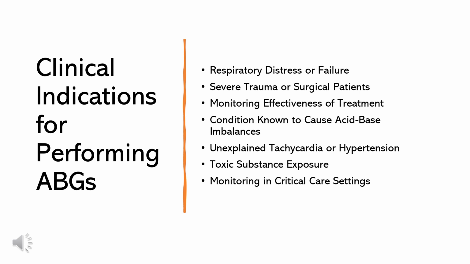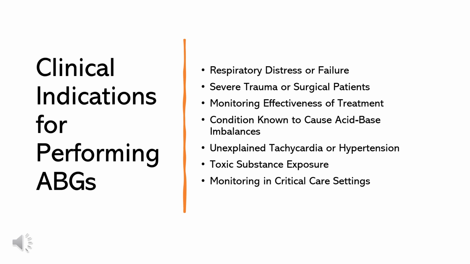Unexplained tachycardia or hypertension. When a patient exhibits elevated heart rate or blood pressure without a clear precipitating factor, ABG can be a useful diagnostic tool. Tachycardia or hypertension may be compensatory mechanisms for underlying hypoxia or hypercapnia, and an ABG can help confirm or rule out these possibilities. If the ABG results confirm hypoxia or hypercapnia, immediate measures such as oxygen supplementation or pharmaceutical interventions like beta blockers can be undertaken to manage the symptoms.